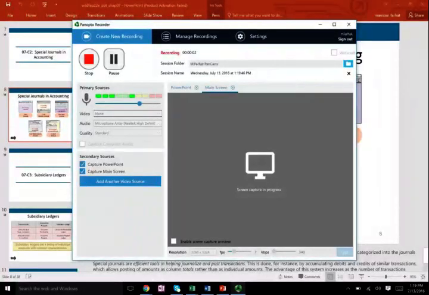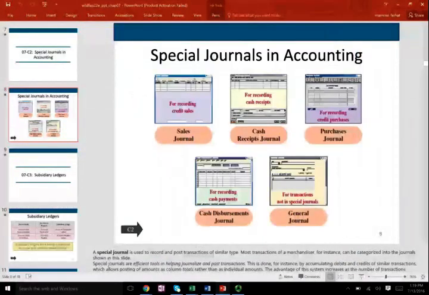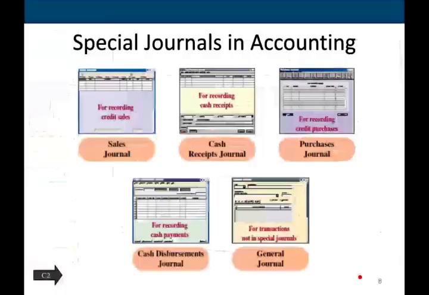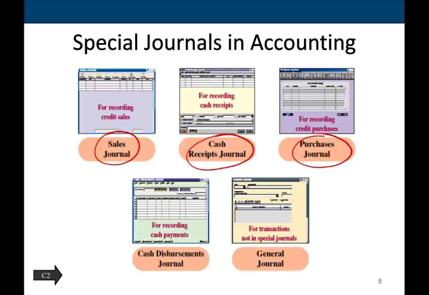Hello and welcome to this session in which we will look at one topic from chapter 7, the special journals in accounting. I'm going to go over those special journals: the sales journal, the purchases journal, the cash receipts journal, the cash disbursement journal, and the general journal that we should be familiar with at this point. Rather than having everything in the general journal, we're going to have special journals: 1, 2, 3, 4 special journals, and the 5th one is the general journal.